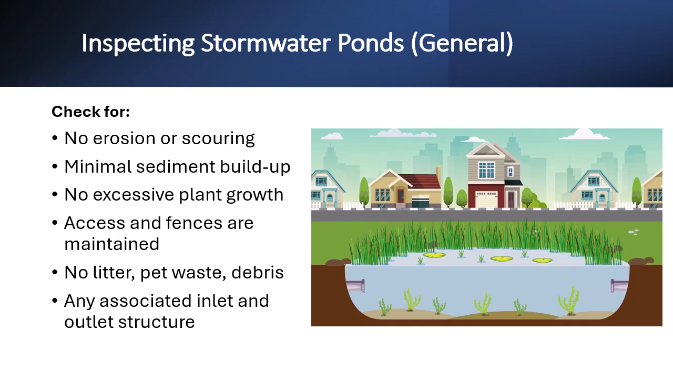There should also be no excessive plant growth that reduces the capacity of the pond. Again, this differs for dry ponds and wet ponds, and we'll cover this in more detail. The area should also be clean and free of any leaf litter, grass clippings, pet waste, and other debris. You should also check any associated inlet and outlet structure. Again, we'll cover these associated structures separately.